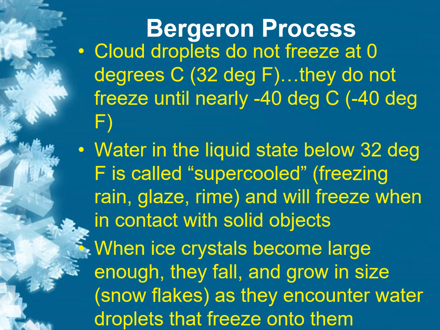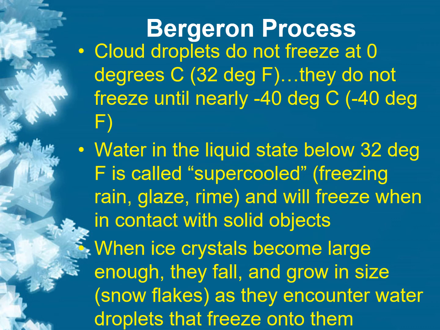Oh, we finally get to talk about supercooled fluid. Good. Okay, so Bergeron process, cold cloud precipitation. Cloud droplets do not freeze at 0 degrees Celsius, 32 degrees Fahrenheit. Okay, so this is cloud droplets, you know, higher up in the troposphere. They do not freeze until nearly negative 40 degrees Fahrenheit. Okay, and that has to do with physics. If you want to know why, well, you can Google that, and it's a neat story. So we call this supercooled fluid.